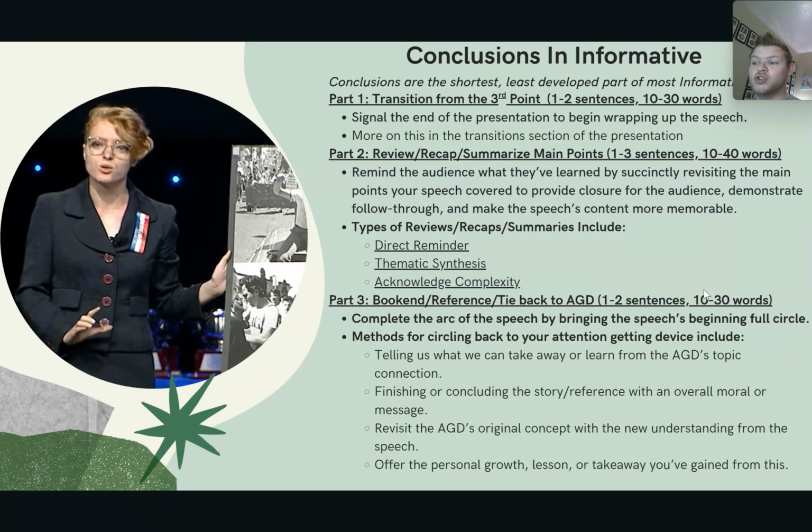And then part 2 is to review, recap, or summarize your main points. This should take between 1 to 3 sentences, about 10 to 40 words. You want to remind the audience what they've learned by succinctly revisiting the main points of your speech, to provide closure for the audience and to demonstrate follow-through, to prove that you did what you said you would in your intro, and to make the content more memorable.